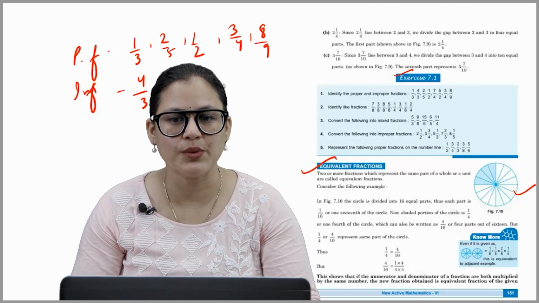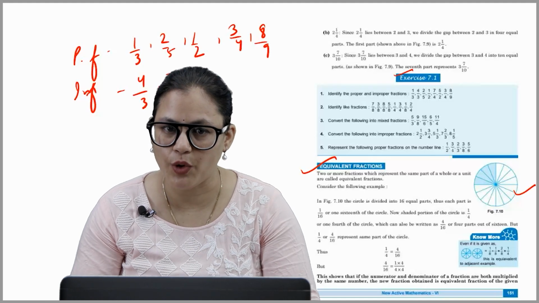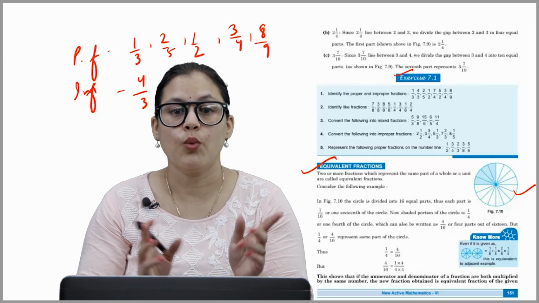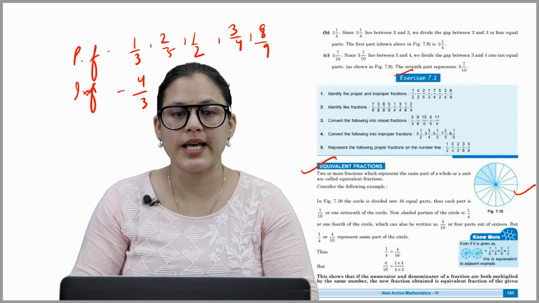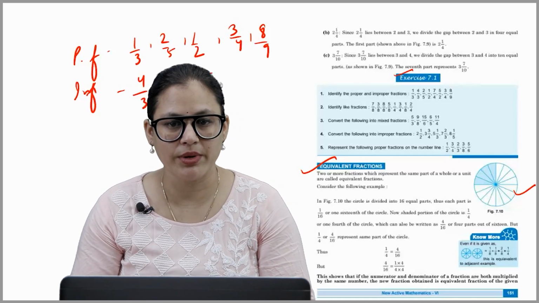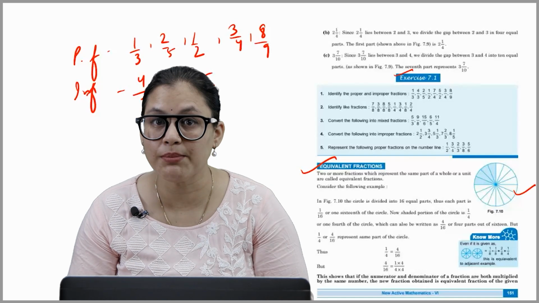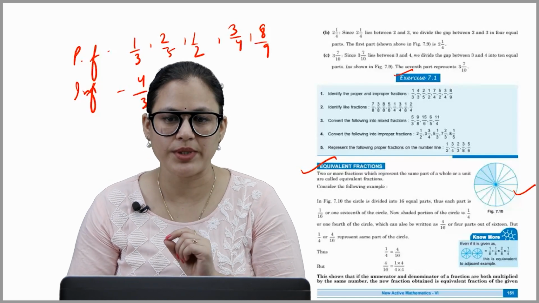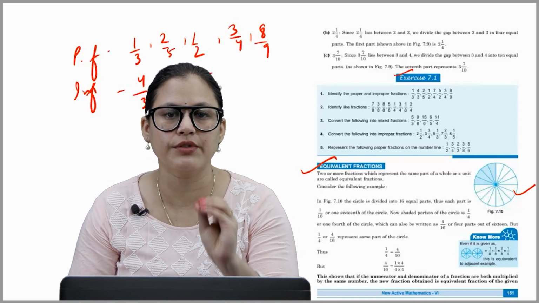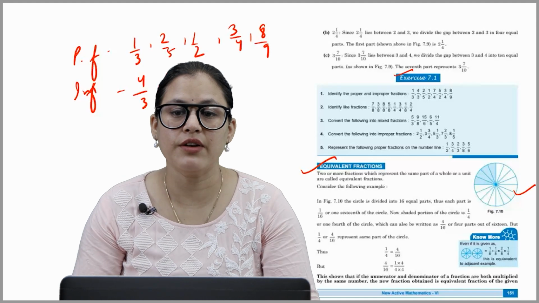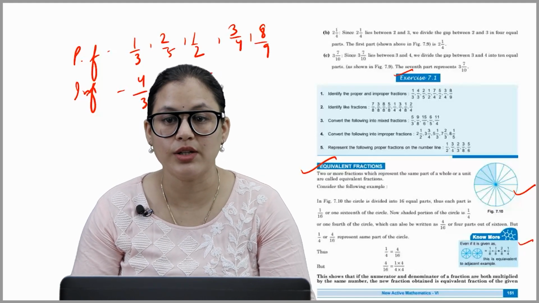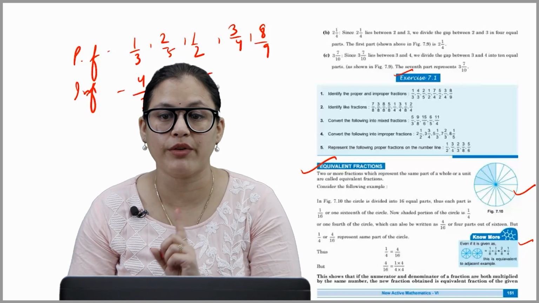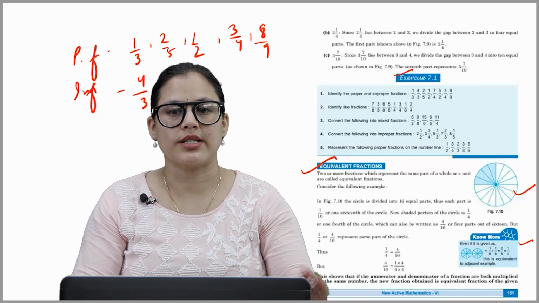Thus, 1 by 4 is equal to 4 by 16, and 4 by 16 is equal to 1 into 4 upon 4 into 4. This shows that if the numerator and the denominator of a fraction are both multiplied by the same number, the new fraction obtained is an equivalent fraction of the given fraction. Okay, now, as another example, 1 by 8 plus 1 by 8 is equal to 2 by 8 is equal to 1 by 4. This is equivalent to the previous example. Okay.